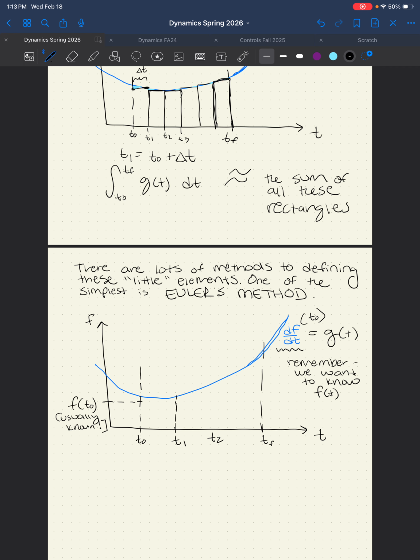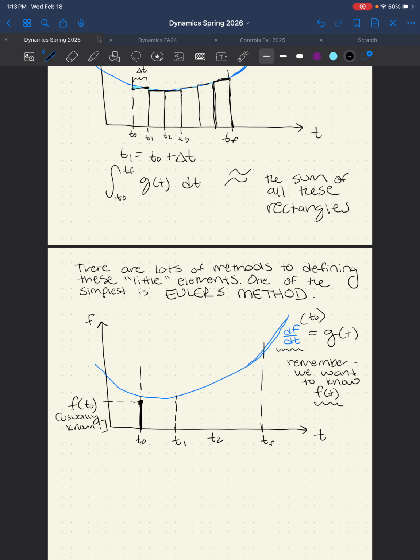Okay, so the way we're going to define this element is we're going to say the height of this element on the left side is going to be the initial condition. And then I'm going to make the top of this element sloped. And I'm going to say that this element has the same slope as my function f of t does at the point t0. Well, how do we find the slope of f of t at t0?